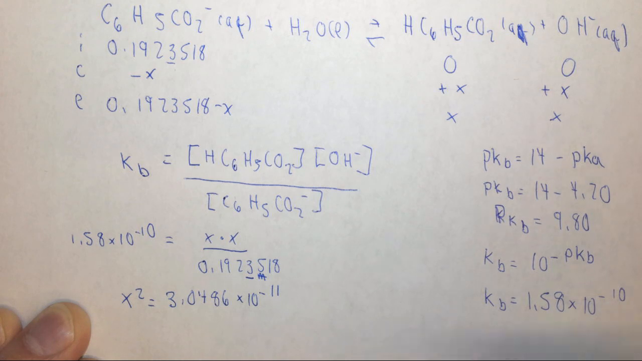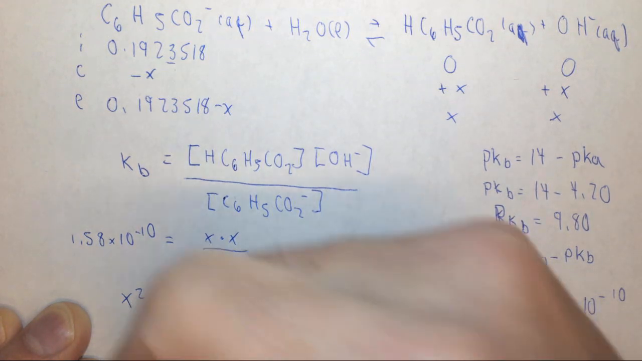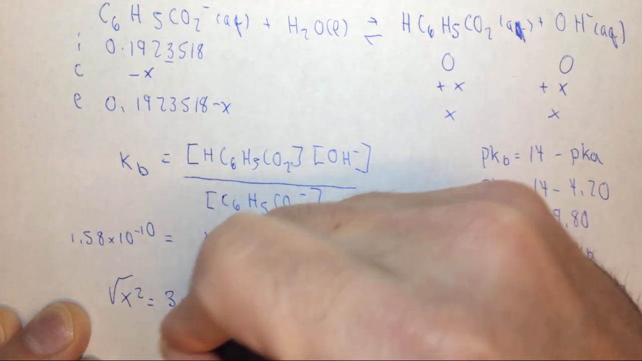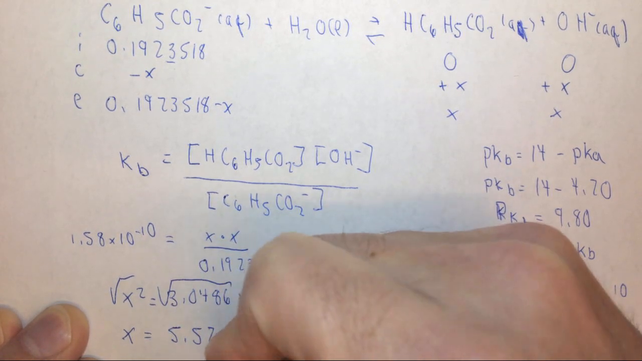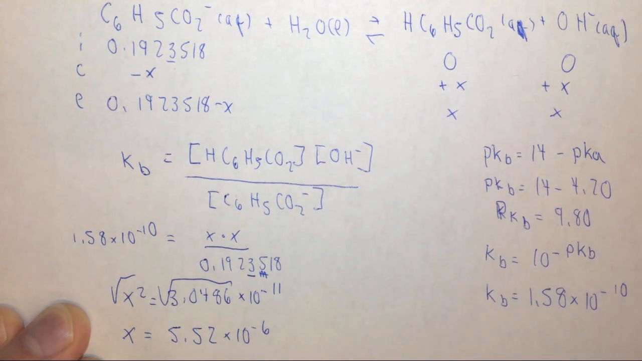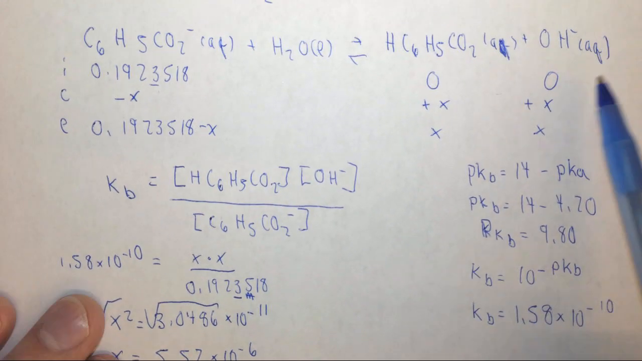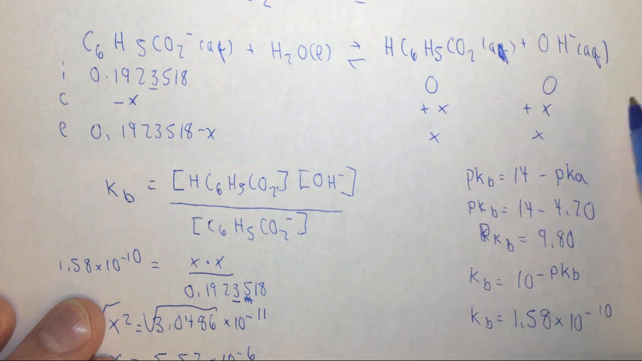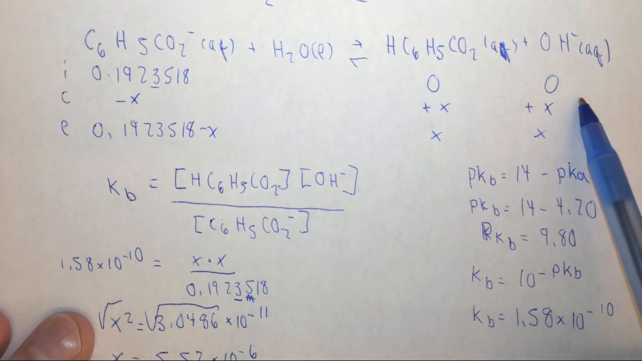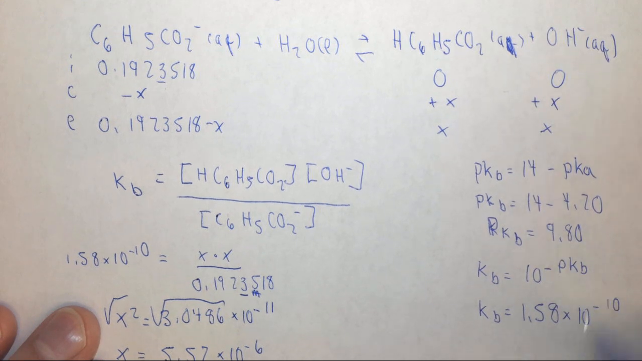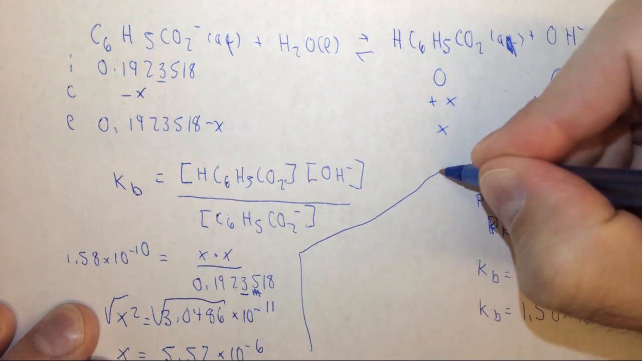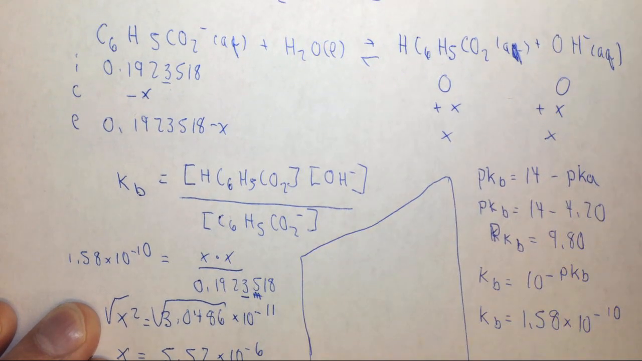And I believe the sig figs fall apart a little bit here, so I'm going to go ahead and ignore them. And what you find when you take the square root of both sides is that X equals 5.52 times 10 to the minus 6. This is the concentration of OH minus. So now we have the concentration of OH minus. I'm going to make myself a little space here because this is such a long problem, I'm running out of space.